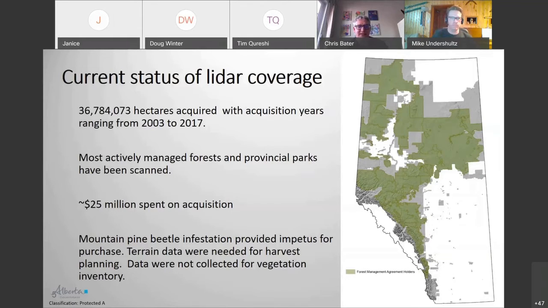And the original rationale for collecting the data was actually around mountain pine beetle. The data weren't collected for the vegetation component. They were actually collected to create a high quality digital elevation model or bare earth terrain model to inform harvest planning with mountain pine beetle on its way. And so in 2007, I wasn't in Alberta, but my impression is that people like Mike saw mountain pine beetle coming, and people made the investment into the LiDAR for terrain modeling.